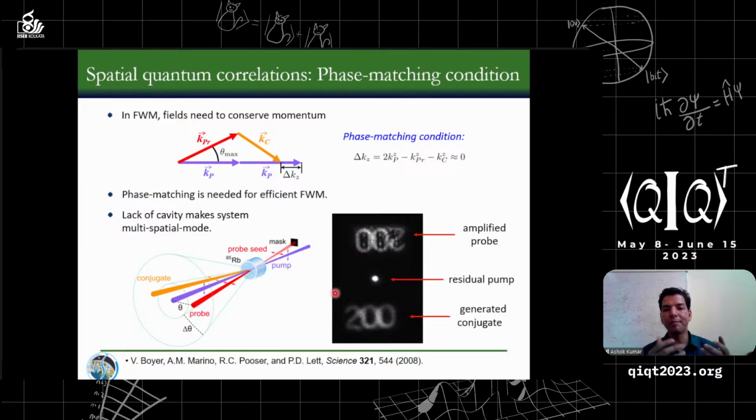The other regime where people work with bright entangled beams is using a cavity. A cavity can also generate entangled photons in the bright regime, but in a cavity you can't have this kind of freedom. You will not have multiple spatial modes. So for quantum imaging experiments, this provides an ideal avenue.